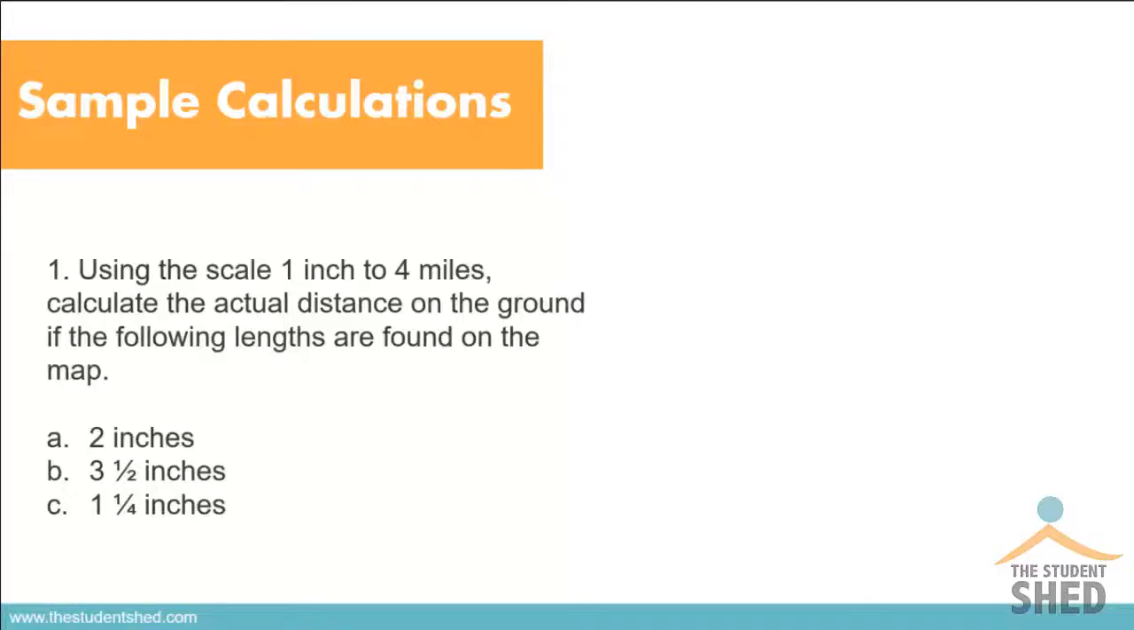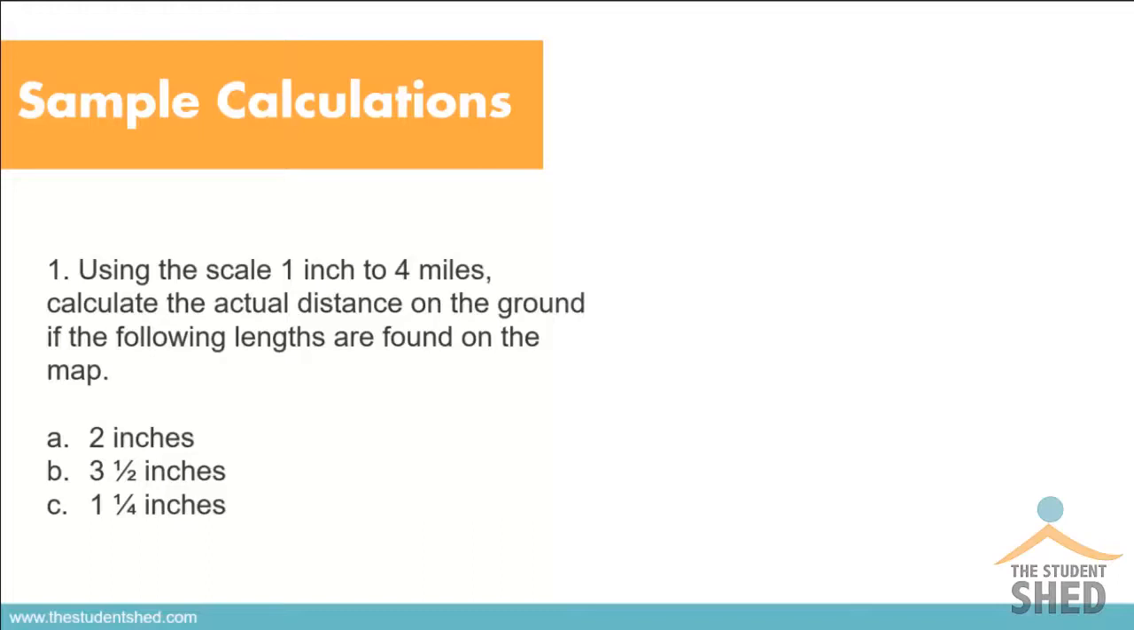Let us work out a few sample calculations. The first question says, using the scale 1 inch to 4 miles, calculate the actual distance on the ground if the following lengths are found on the map. So this is saying that for every 1 inch on the map, it's equal to 4 miles on the actual ground. So if that is the case, what is the actual length on the ground if the length found on the map is A, 2 inches, B, 3.5 inches, and C, 1.25 inches?